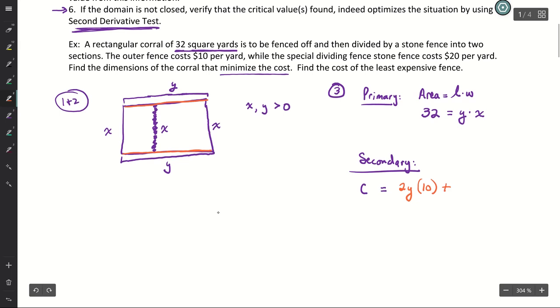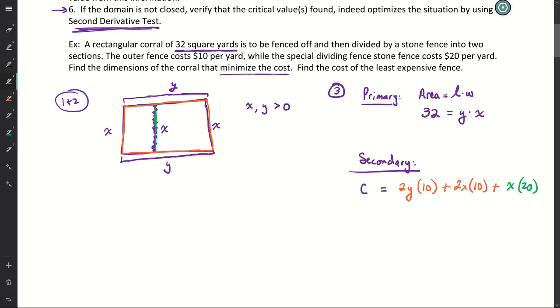And then also add in, we notice we're going to have a couple of x's here. So we've got x on either side. That's the straight fence, so we're going to have 2 x's. That also costs $10. And then finally, we have the interior fence. That's this part here. I'm going to go ahead and draw a green line there. That one is only 1x, but it costs $20. Okay, so that's how you come up with your cost function.